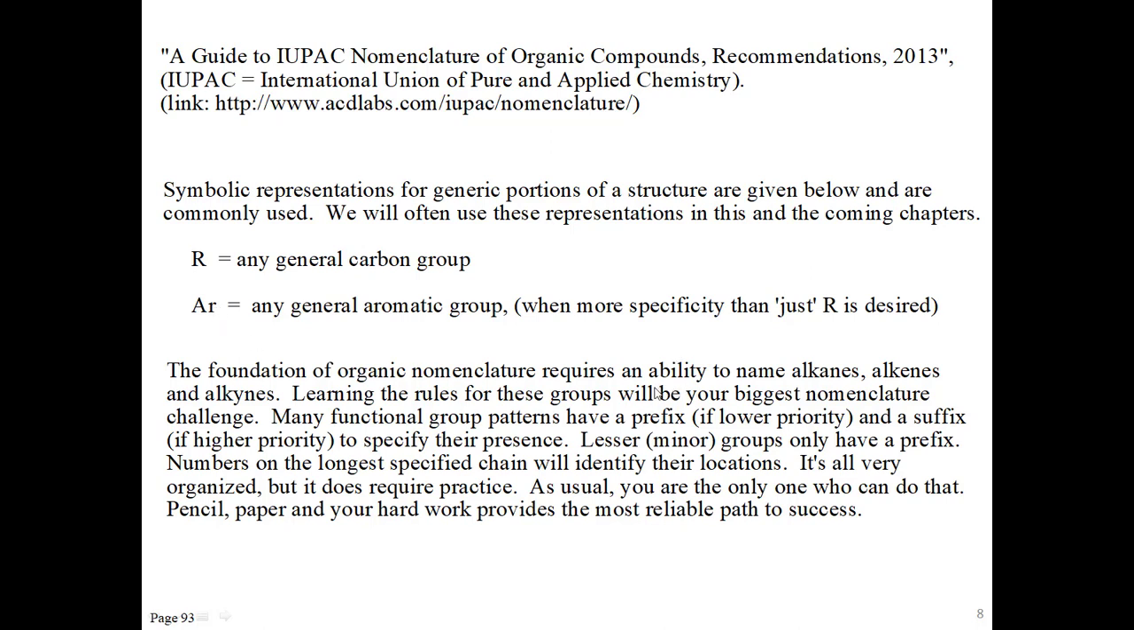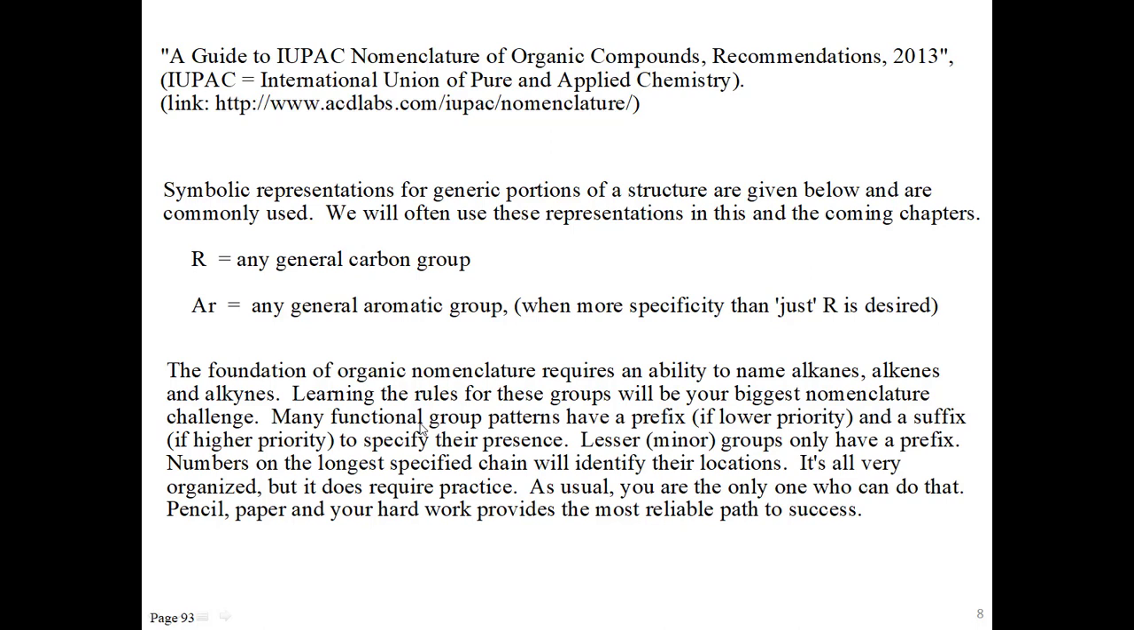Okay, so in nomenclature, we have to be able to name the foundation of the name. And the foundation is going to be either an alkane, an alkene, or an alkyne, or a combination of those. That'll be the base name. So that's going to be the hardest part, learning all these little rules for how to do that. And then we have a whole bunch of functional groups. For us, maybe we have a little more than 15 functional groups. And most of these functional groups, well, all of them will have a prefix, and some of them, many of them, will have a suffix also.